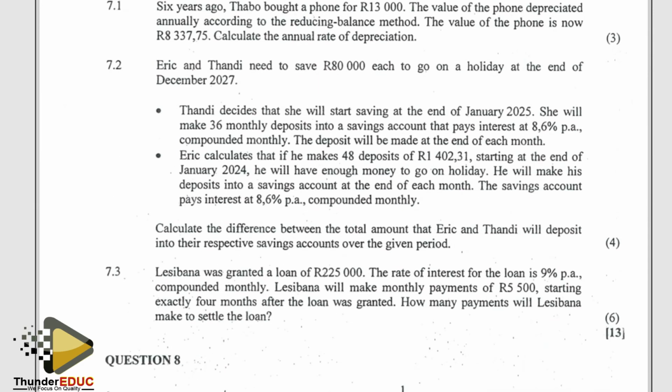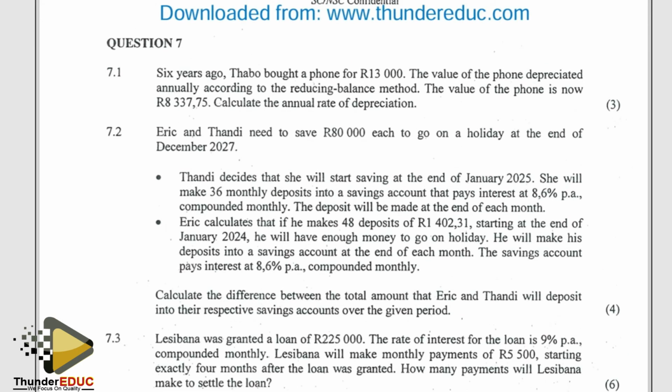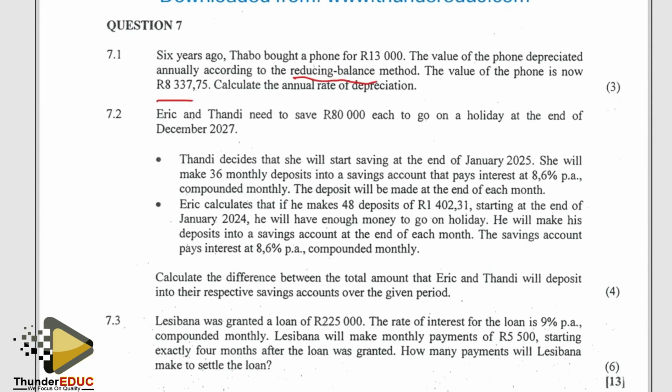Then question 7 is telling us that 6 years ago, Tabo bought a phone at 13,000. The value of the phone depreciated annually according to the reducing balance. This is the keyword. The value of the phone is now this much. Calculate the annual depreciation rate. So reducing balance is 1 minus i to the exponent of n. Let's do the substitution.